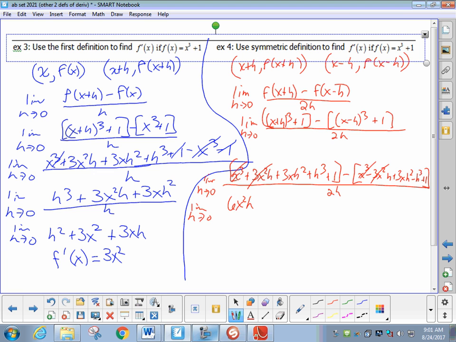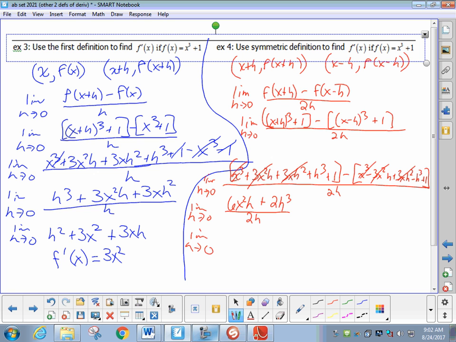What about 3xh squared? They go bye-bye. Okay, these do subtract away. What about h cubed minus h cubed? Minus negative h cubed. Add to 2h cubed. And 1 minus 1? Bye-bye. Okay, all over 2h. Let's simplify. Here we can actually divide out a 2 and an h.